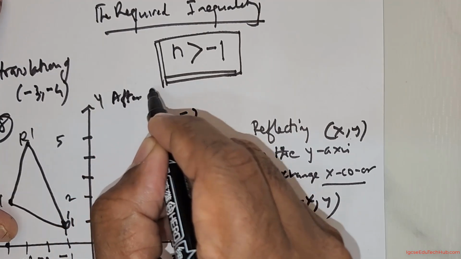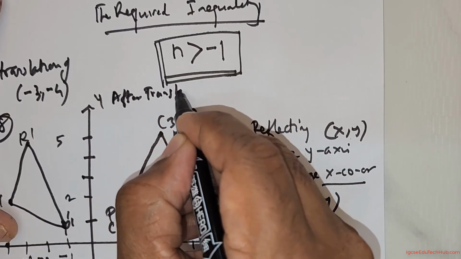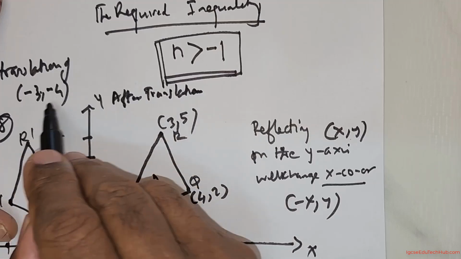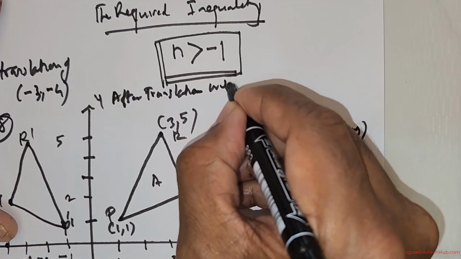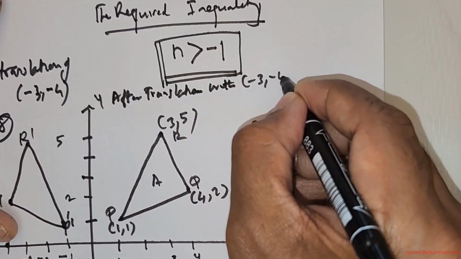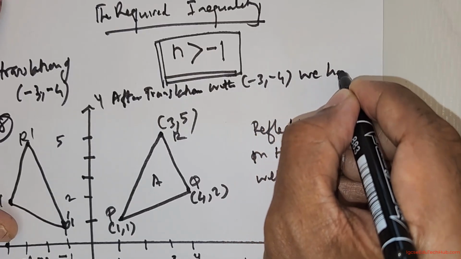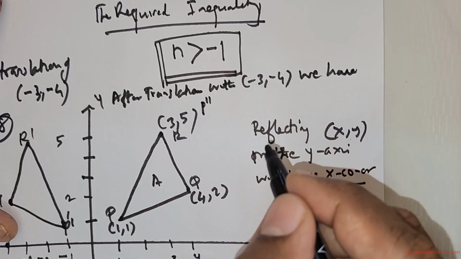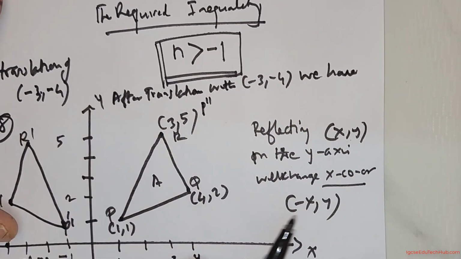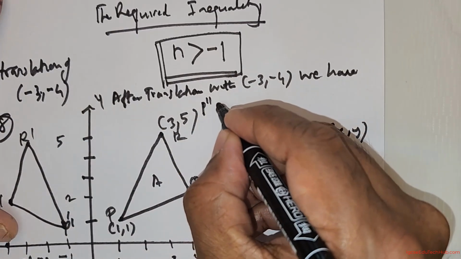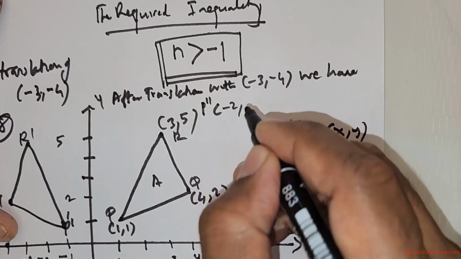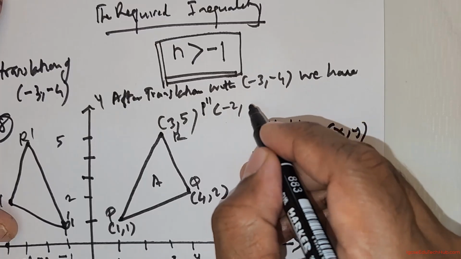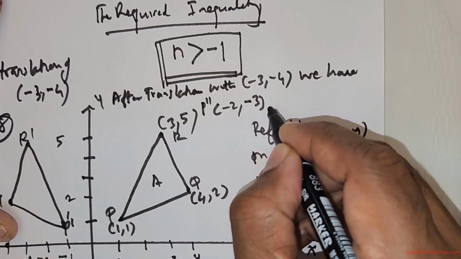So after translation with negative 3, negative 4, we have, so what do we have? So I'm going to represent it as P double dash. Negative 3 added with 1. So that's going to give you negative 2. Negative 4 added with 1. That's going to give you negative 3.